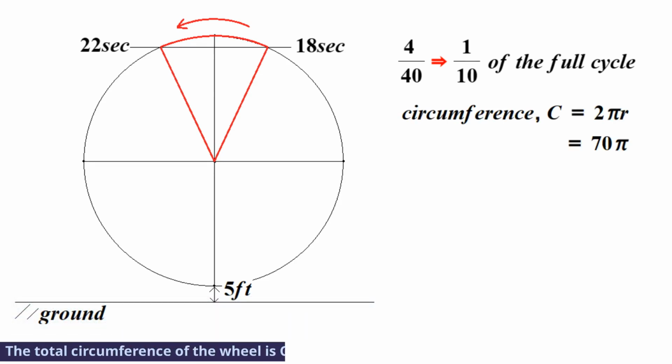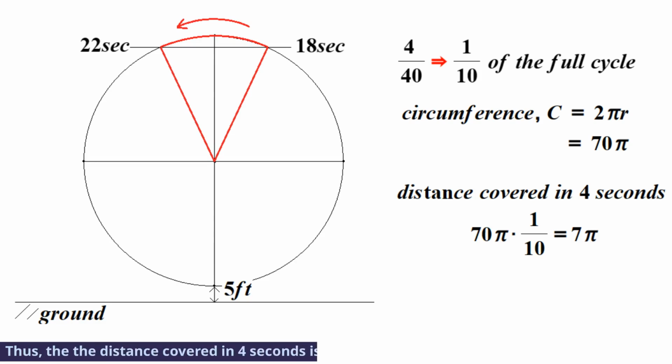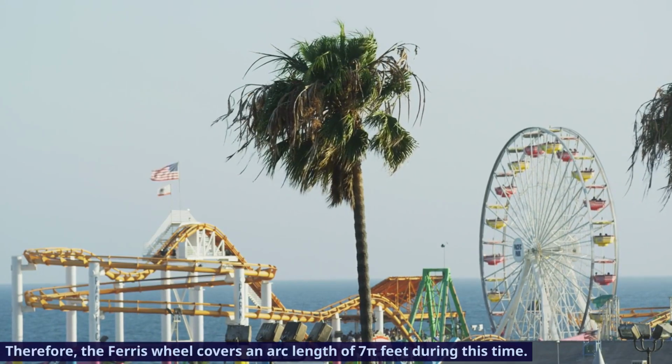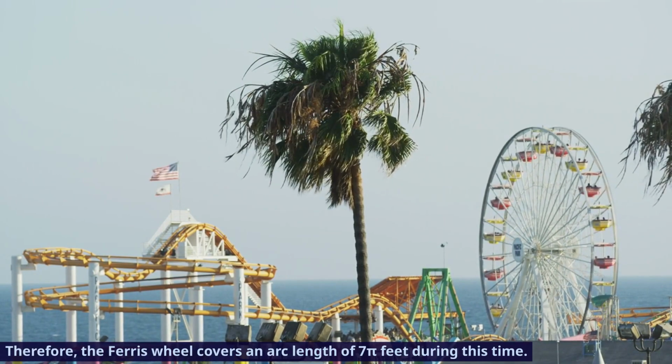The total circumference of the wheel is c equals 2 pi r equals 70 pi feet. Thus, the distance covered in 4 seconds is 70 pi times 1/10, equals 7 pi feet. Therefore, the Ferris wheel covers an arc length of 7 pi feet during this time.